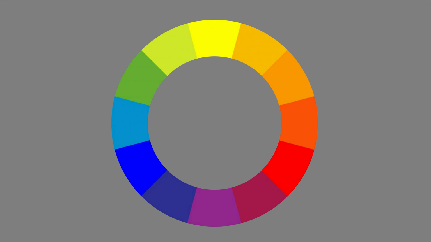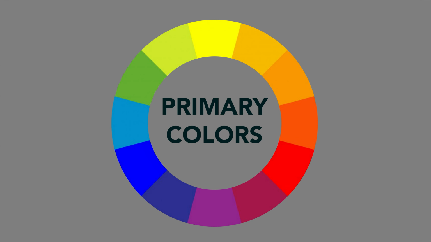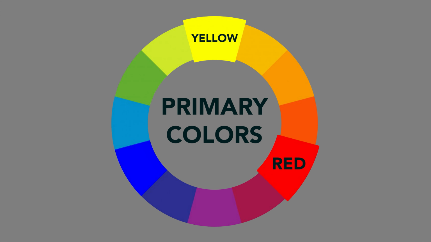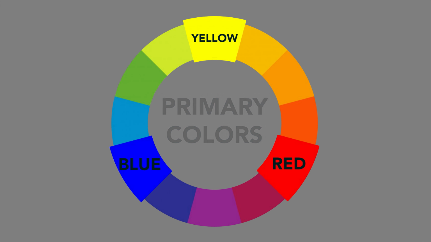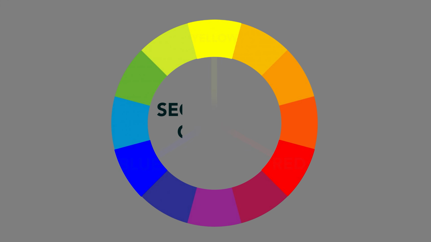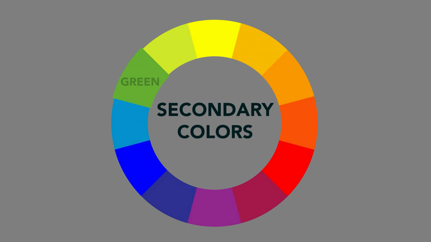We're going to start out by talking about primary colors, of which there are three. We have red, that is a primary color, yellow, that is a primary color, and blue, that is also a primary color. It's these three primary colors then that we use to combine together and make the secondary colors. We have green, we have orange, and we have violet.